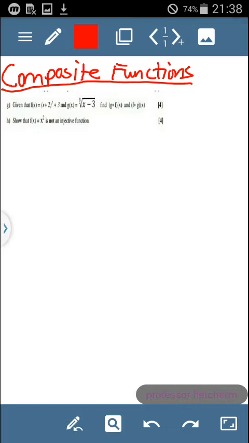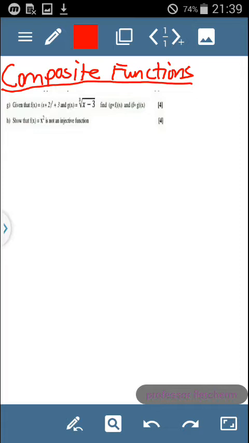Right, so we want to talk about composite functions. I decided to look for another example to make this interesting. Please note we will only be doing the g example, not h. It's another topic on its own.